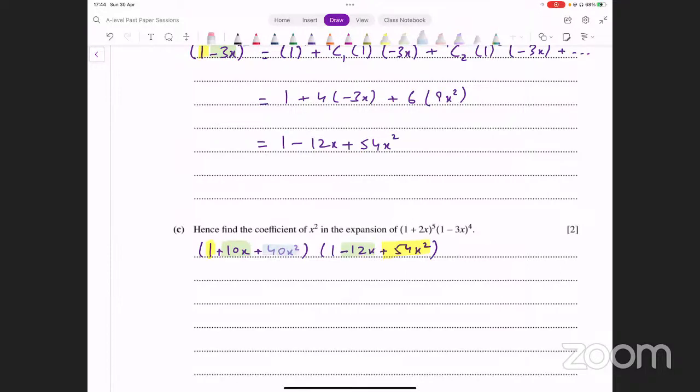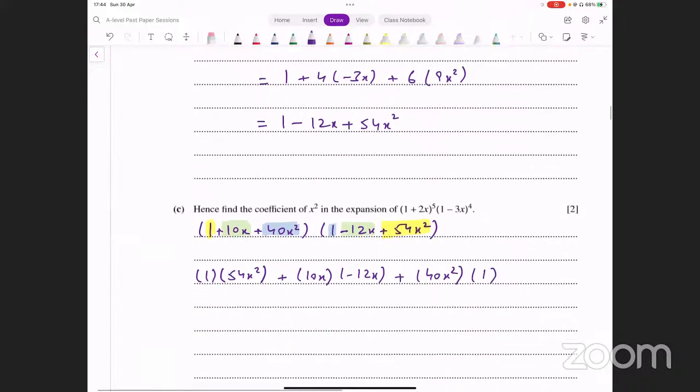और 40x² को किससे मल्टीप्लाई करेंगे? 1 से। ये 3 मल्टीप्लिकेशंस आपने करनी है। Yes. So what does it give us? 1 into 54. So this is what we are doing. 1 into 54x² plus, signs का ध्यान रखना है, 10x into minus 12x plus 40x² into 1. Let's evaluate this. This turns out to be 54x² minus 120x plus 40x².